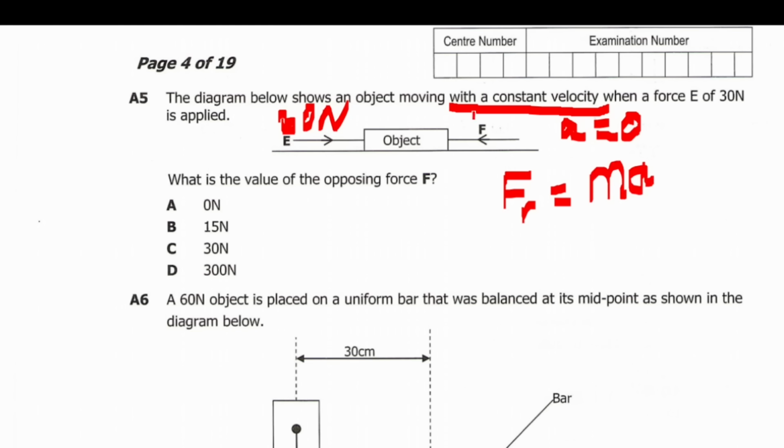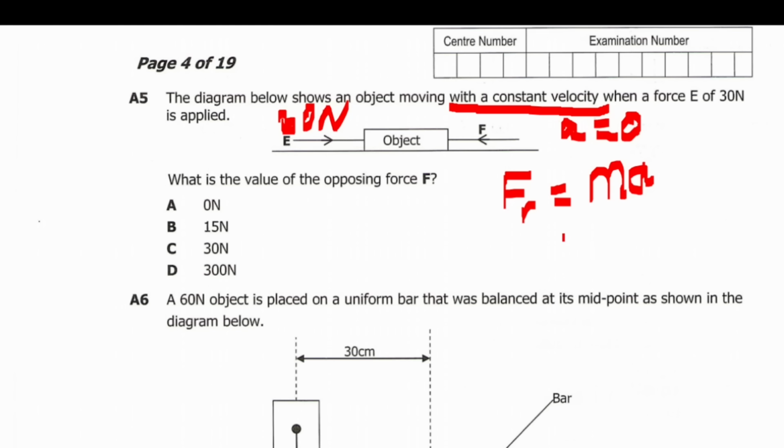So since the object is moving with constant velocity, the acceleration is 0, because acceleration is the rate of change of velocity. If velocity is changing, then there is acceleration. But if velocity is not changing, then there is no acceleration. So here, since there is no acceleration, we'll say acceleration is equal to 0.